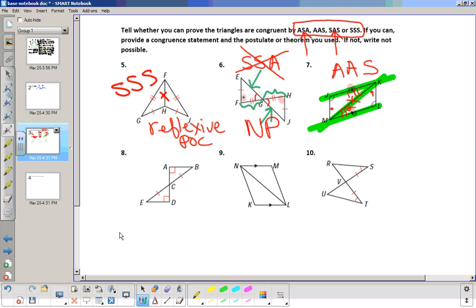On 8, I see a right angle, so I'm thinking maybe this is hypotenuse leg. So let's check. I've got hypotenuses that are congruent, but I need a set of legs. The assumption that could have been made is that C is a midpoint, or that those lines bisect each other, but there's no information about that. The last thing to look at is my vertical angles. I love those vertical angles, so make sure you're looking at those. And again, angle, angle, side presents itself.